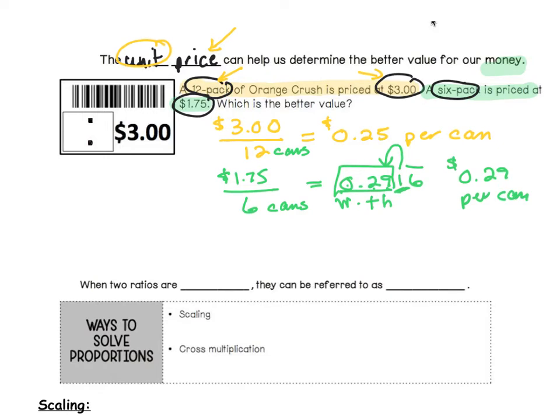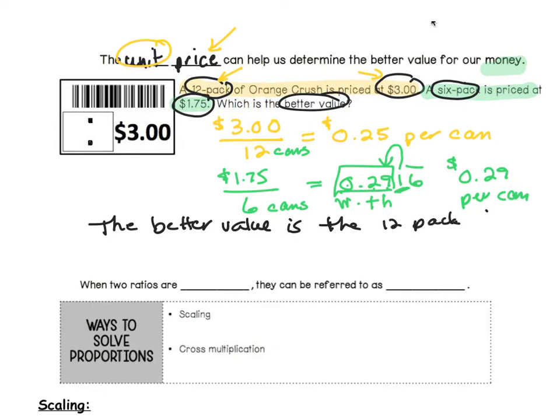So now we want to answer the question they ask, which is the better value? So if we look at this, better value in math is always not what is the least expensive. So it doesn't matter regarding the brand, but we want to try the better value. We want to try to spend less money. So the better value is the 12-pack for $3.